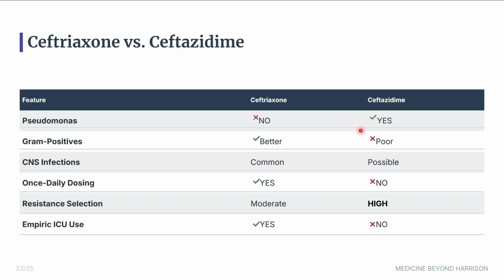Zone of coverage: ceftazidime mainly covers Pseudomonas. We have better gram-positive coverage with ceftriaxone, and CNS infections can be covered by ceftriaxone, which is commonly used. Once daily dosing is there for ceftriaxone, which is a major advantage, and resistance selection is very high with ceftazidime, so try to avoid that. Empiric use is for ceftriaxone, not for ceftazidime. Only in case of suspected Pseudomonas when cefepime is not available should you use ceftazidime.